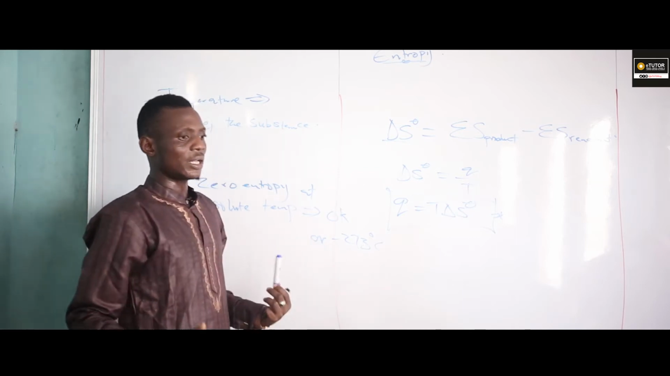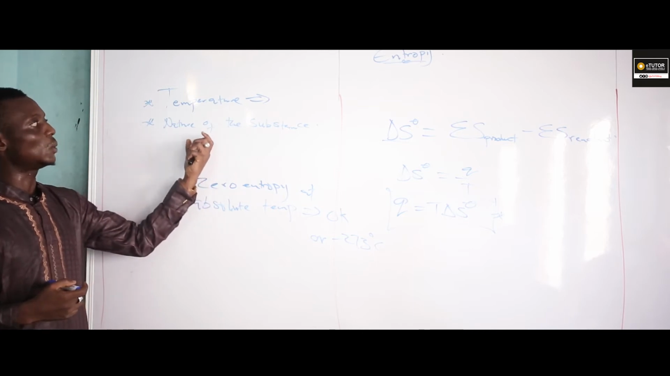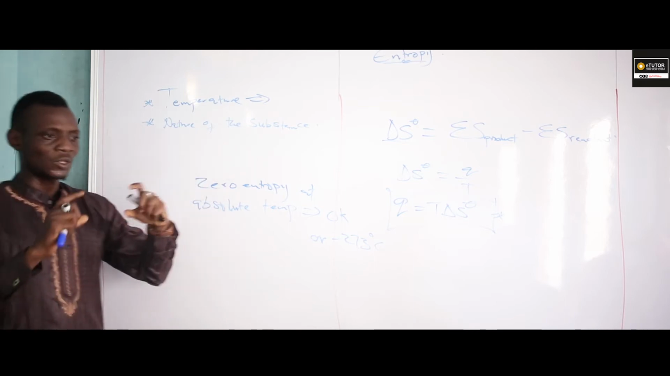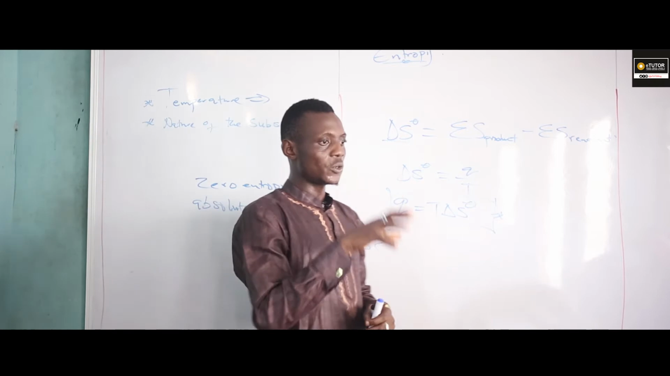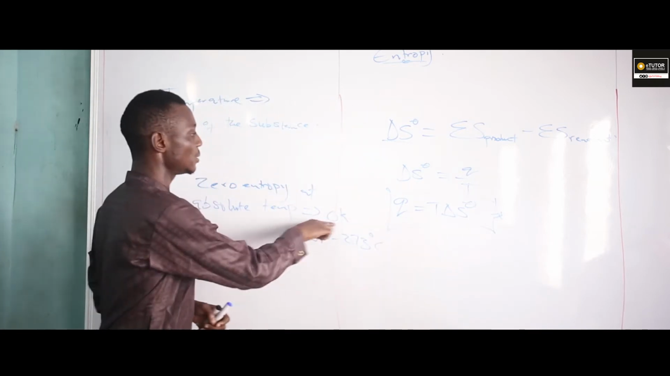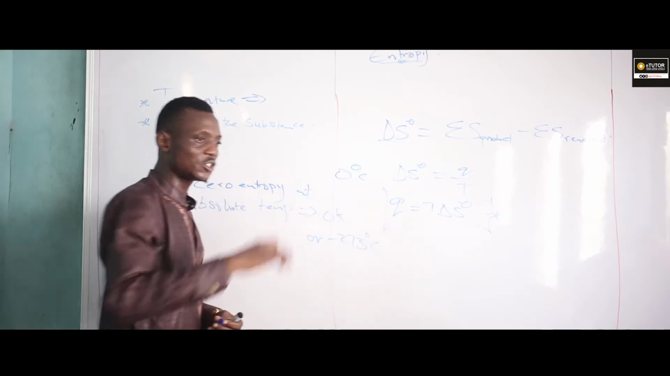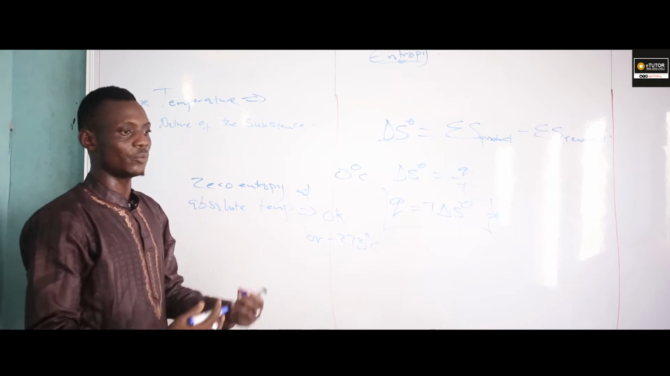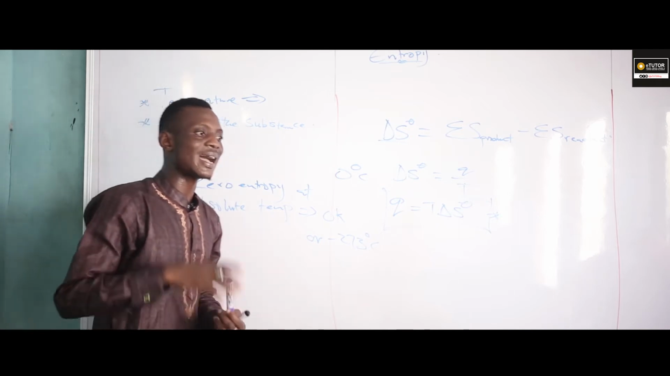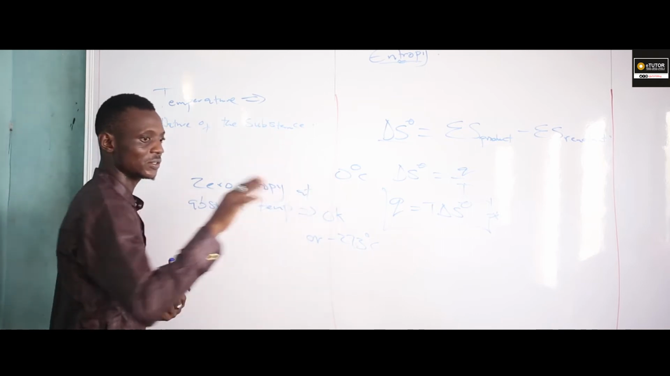Now, if you want to know about entropy and temperature, just look around here. This building that we are in does vibrate, even at 0 degrees Celsius. At 0 degrees Celsius, this building is still in vibration. That means the particles are not having zero entropy at 0 degrees Celsius. That's the meaning.